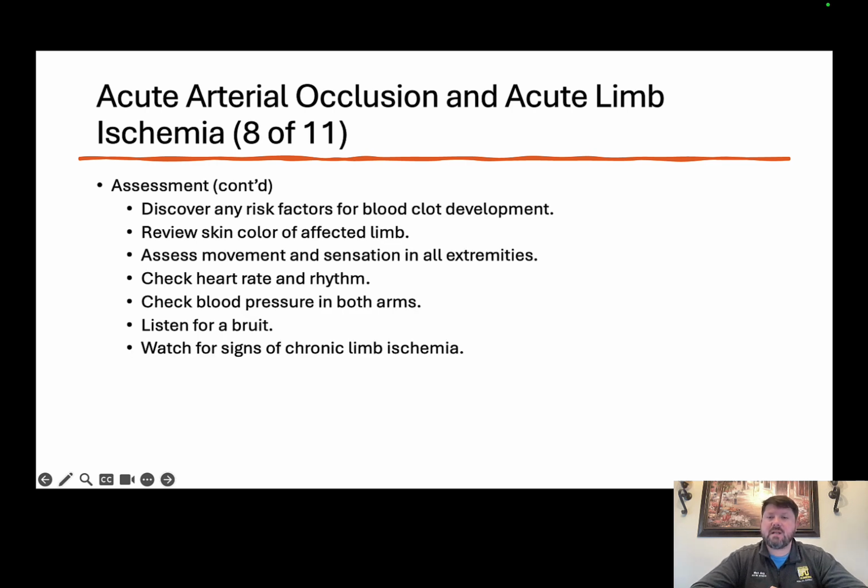Finding out whether the patient has risk factors for developing a blood clot could be very important. These include recent extremity injury, IV drug use, heart surgery or AMI, clotting disorders, pulmonary embolisms, atrial fibrillation, contraceptive use, hormone replacement therapy, or rheumatic heart disease.